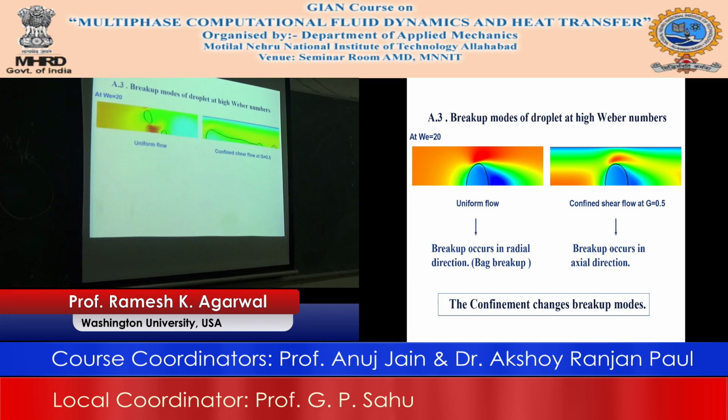Which black line? No, the breakup is shown here. This is the breakup at the trailing edge. If you have a droplet, whether it's a uniform flow or a shear flow, and you have a flow going over it, the breakup will always occur at the trailing edge or in the wake region.